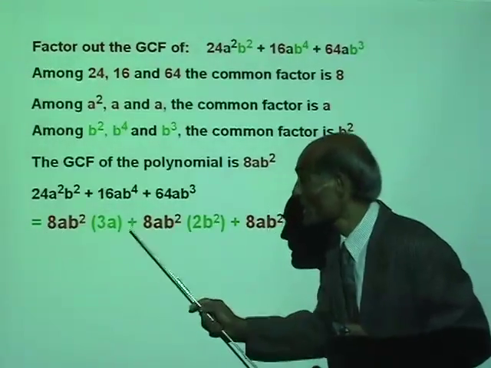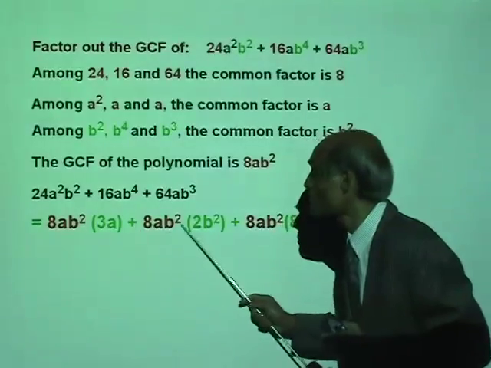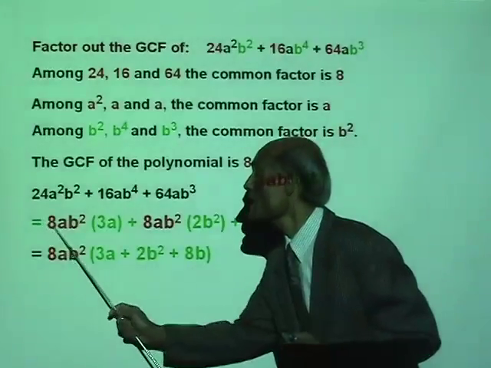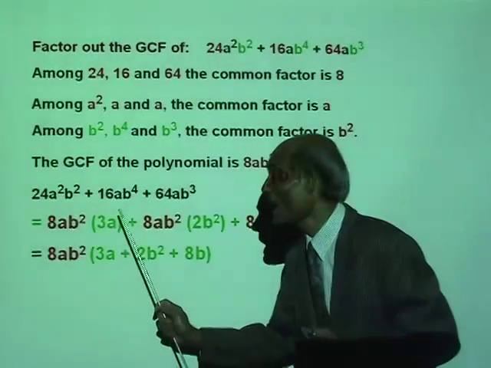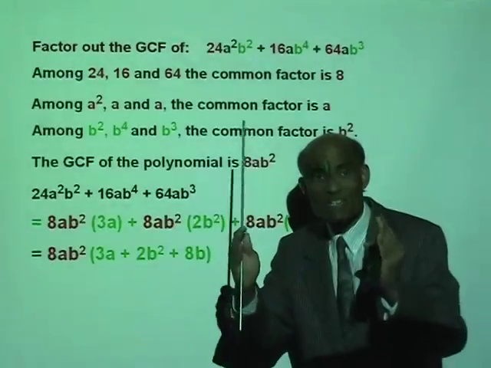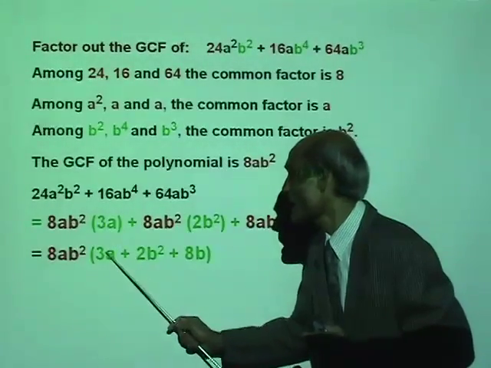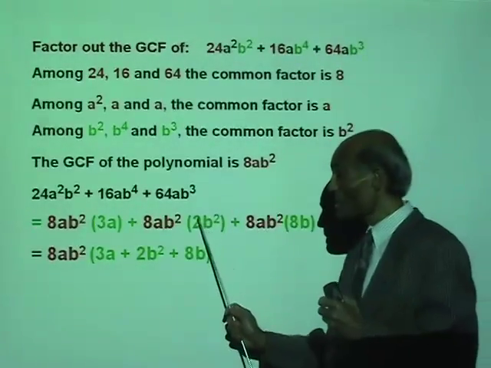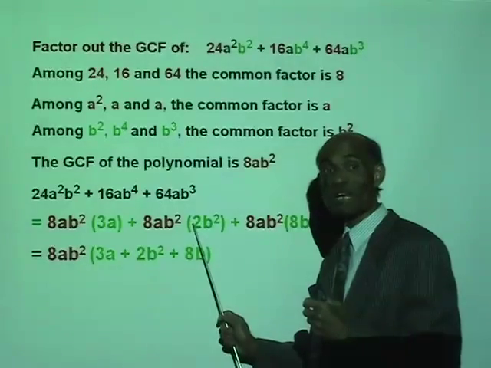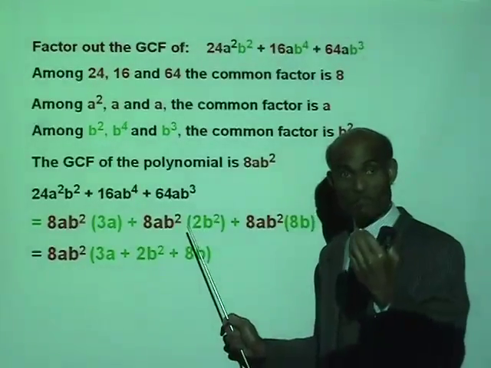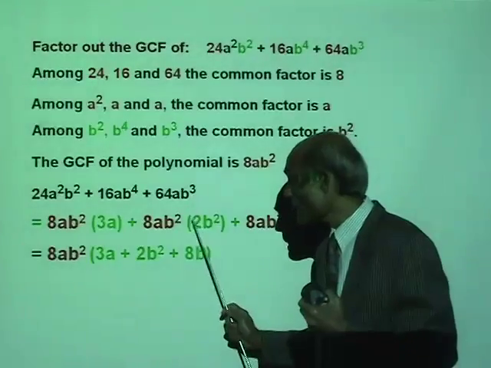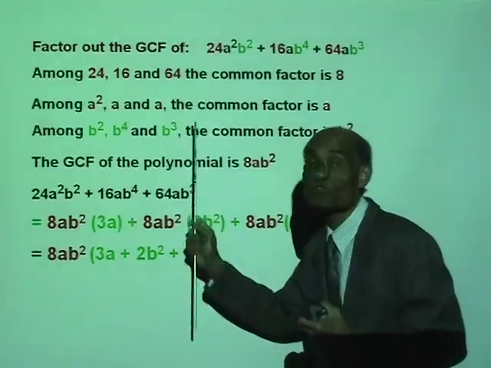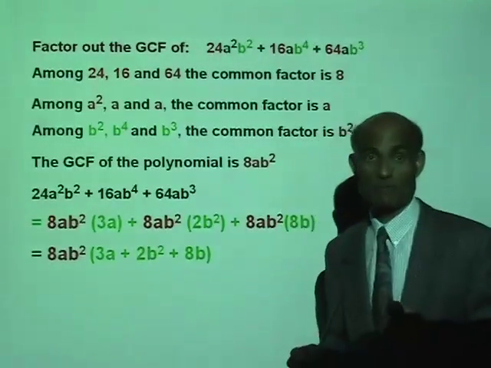Okay, once you write it like this, we know 8ab squared now is the common factor. We pull that out. That will be 8ab squared comes out, and all the remaining will stay inside the parenthesis. That will be 3a plus 2b squared plus 8b. Remember, if there is no sign to the left of a quantity, that is positive. So that will be 3a plus 2b squared plus 8b. You need to practice this a little more on your own. Okay, let's go to the next one.